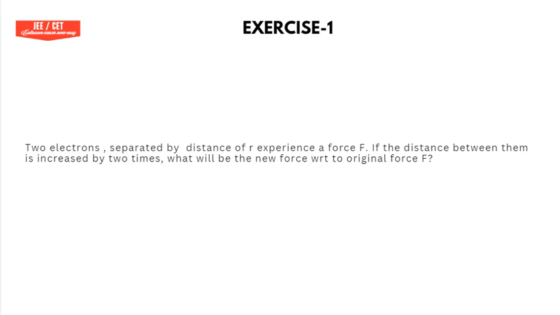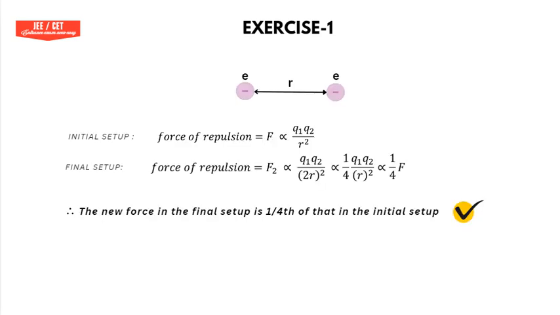Exercise 1. 2 electrons separated by distance R experience a force F. If the distance between them is increased by 2 times, what will be the new force with respect to original force F? In the initial setup, Q1 and Q2 are separated by distance R and force between them is F. In the second setup, distance between Q1 and Q2 is doubled.